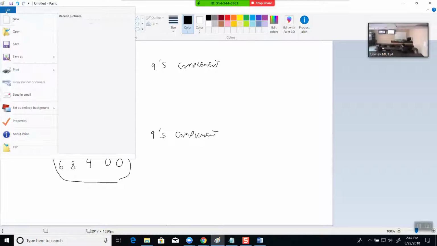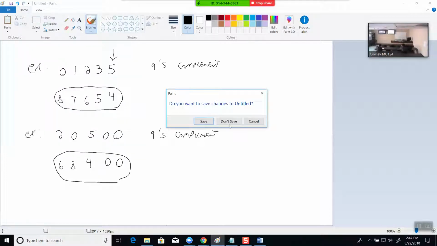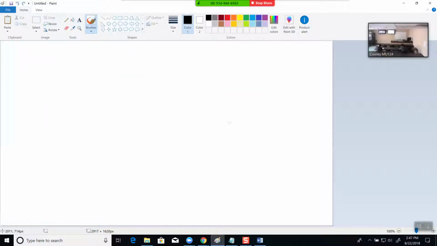Okay, so let's do a file new. And the one we're looking at in the book, we got 11011100. And we want to find the 2's complement.